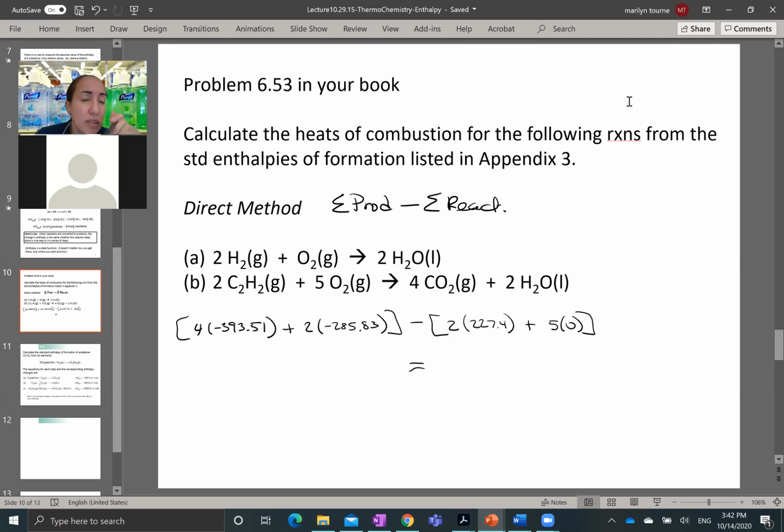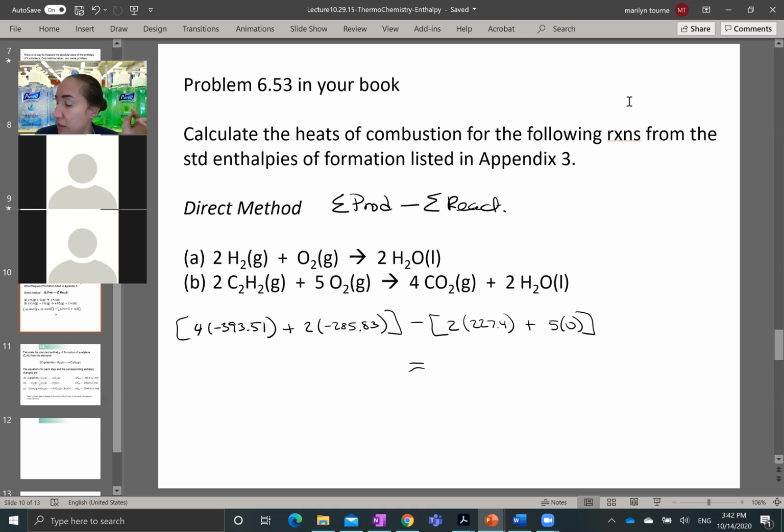Negative or positive? So is this answer going to have a negative sign or a positive sign? Negative. Okay, because it is exothermic. So can someone give me the answer to this? And of course, it's kilojoules per mole. I don't tend to write that, but we all have to remember that.